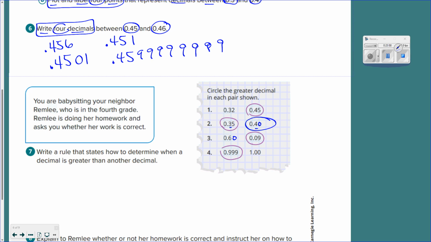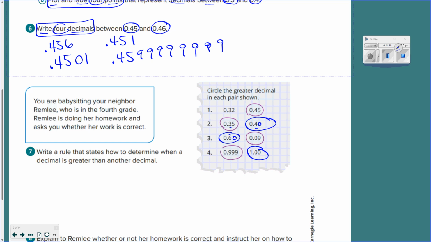Why not? Yeah. Place value. Any whole number will always be greater than a decimal.